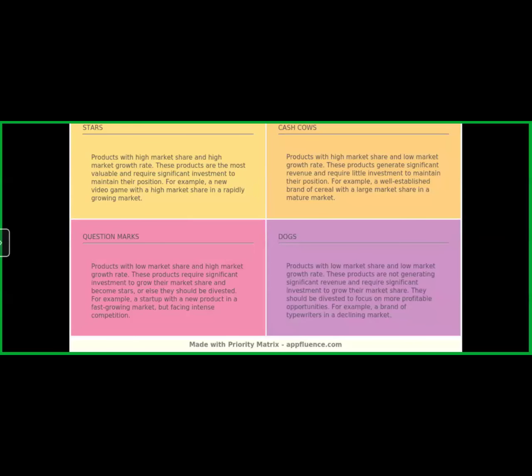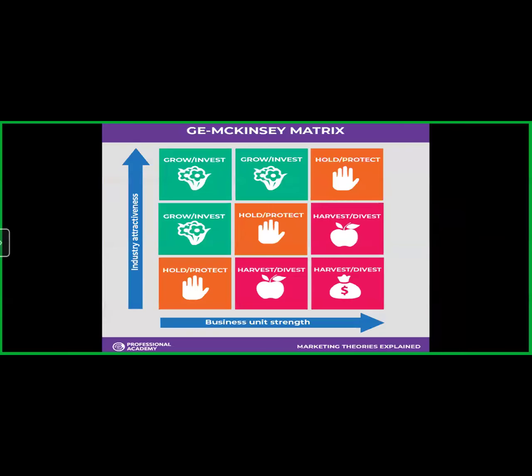If you have not understood anything, please go ahead, or we will move on to our next and last topic for unit number two, and that is the McKinsey matrix, called the GE McKinsey matrix. Why GE? Because GE is the company which came up with this model. It was the first company which implemented this model, and that's why the name is GE McKinsey matrix.